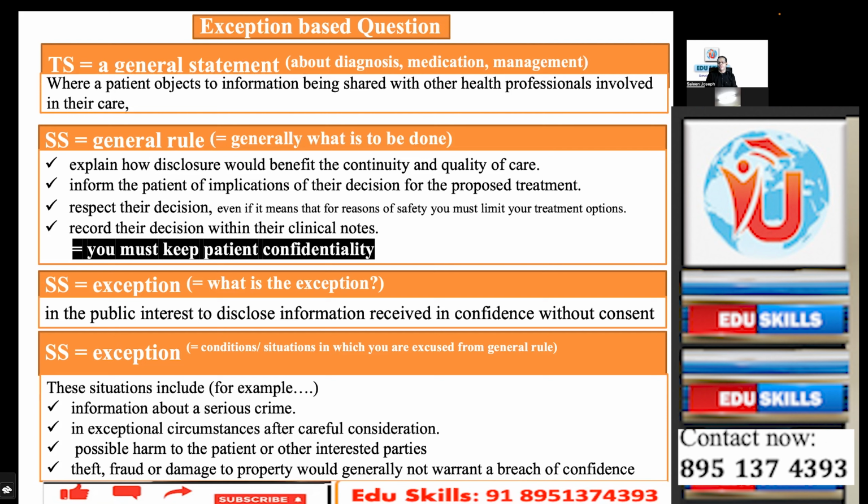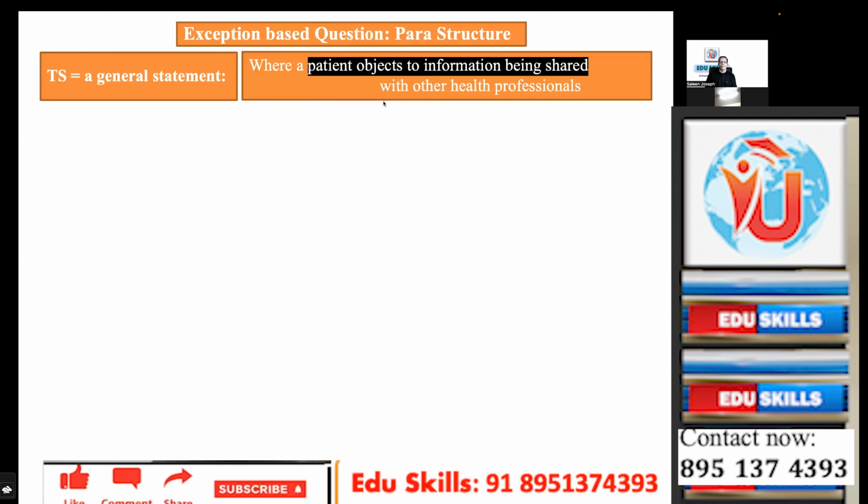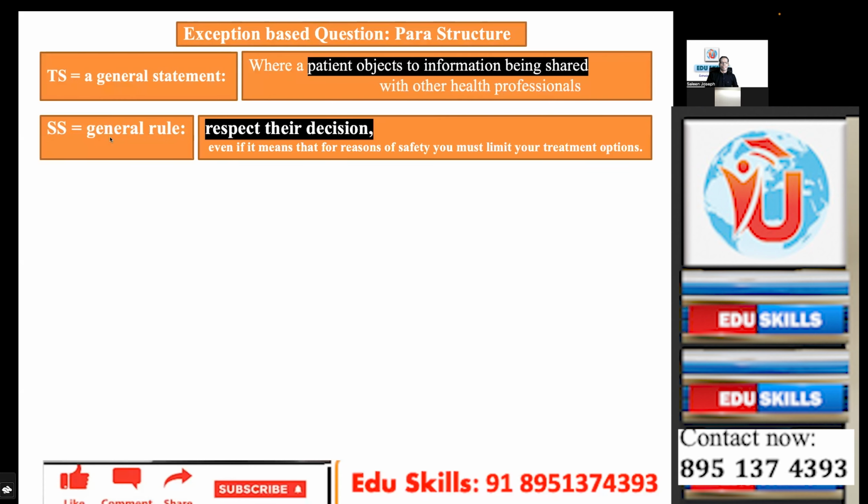We have seen, I think this is the fourth one. This is the second session, but we have done three exemption-based questions. Let's see how it works. You see the exemption-based question paragraph structure. First, a general statement: where the patient objects to information being shared with other health professionals. The general rule, the supporting sentence: respect their decision, even if it means that for reasons of safety, you must limit your treatment options. Yes, you must respect the patient's decision.